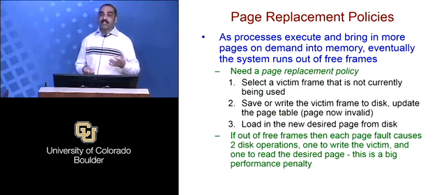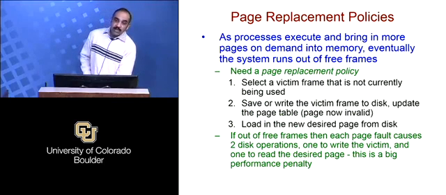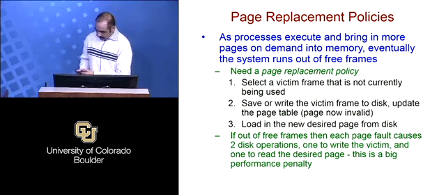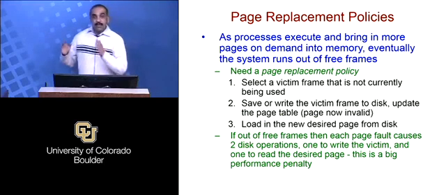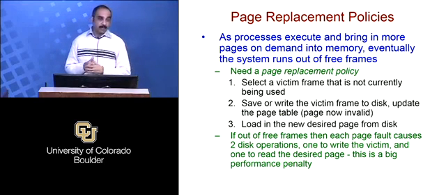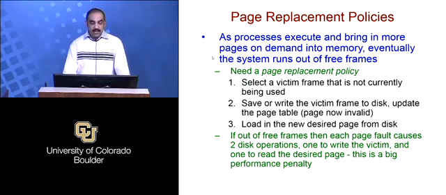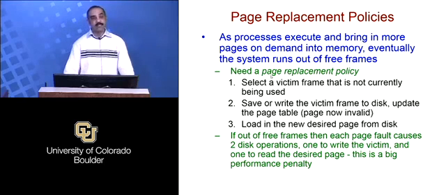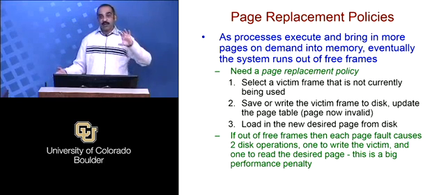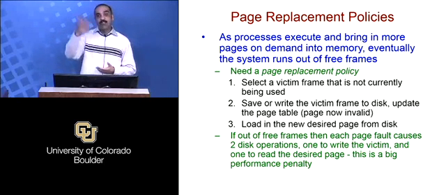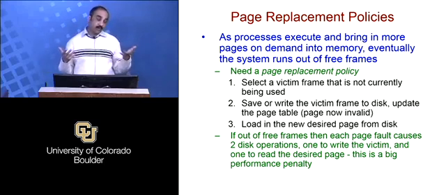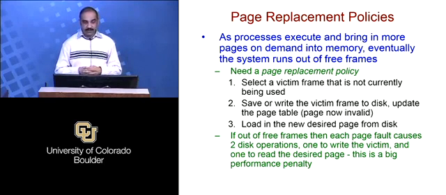So this is where the page replacement policy comes in, because what you want to do is make sure that the page that is likely to be referenced next is already there in memory, so that you don't suffer from page faults. As processes execute and bring in more pages on demand into memory, eventually the system runs out of free page frames. And so you need a page replacement policy. Let's say a page fault has occurred. Now you have to overwrite one of the frames. Which one should you overwrite? That's how you need to decide which page to replace.